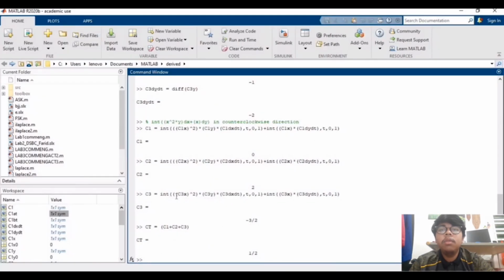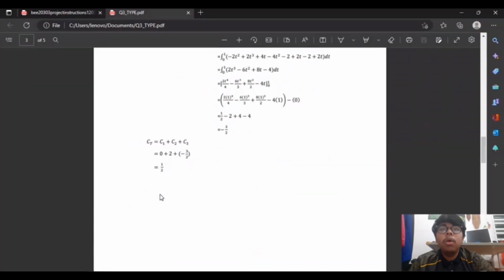And finally, to find the final answer, CT, we need to add all the values of C1, C2, and C3, where the final answer will be 1 over 2.